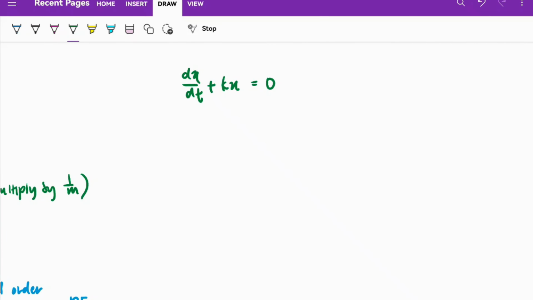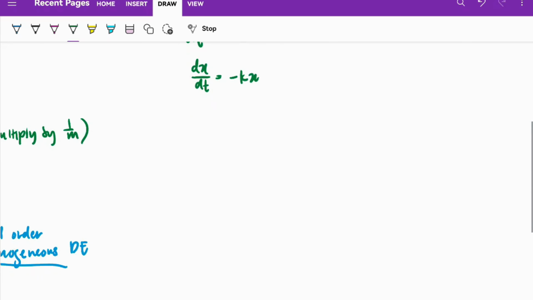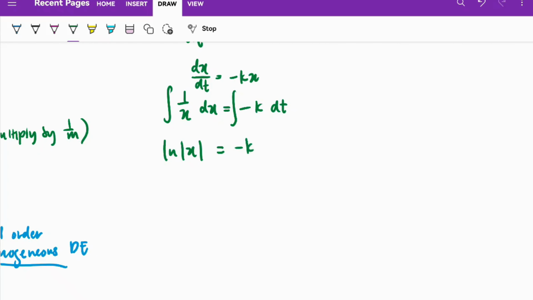We solve this by separating the variable, right? So first we bring it to the left hand side. Then we separate the variable, equals to negative k dt. Now what do we do? We integrate. Am I right? So this will give me ln modulus x equals negative kt plus c.